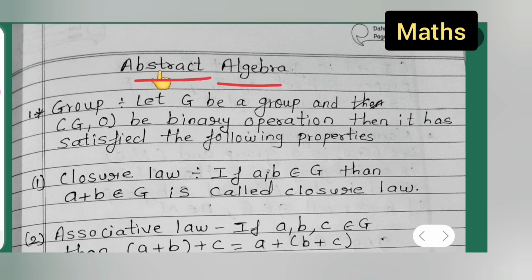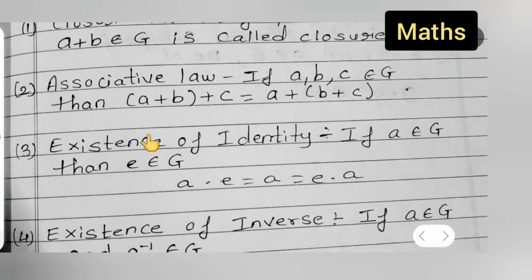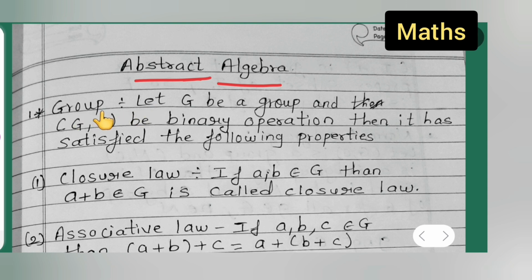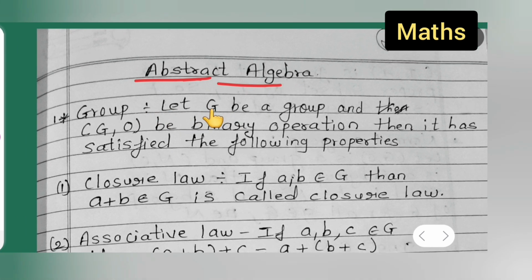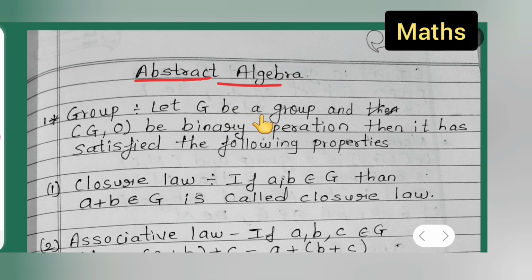Next what you'll have to do is write down group. Now let G be a group and (G, ∘) a binary operation. So we have taken a group under a binary operation. Then it has to satisfy the following properties.